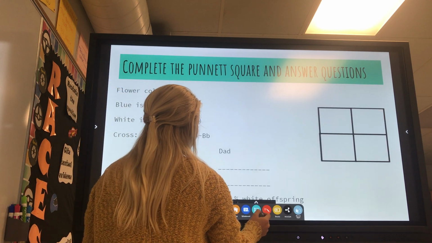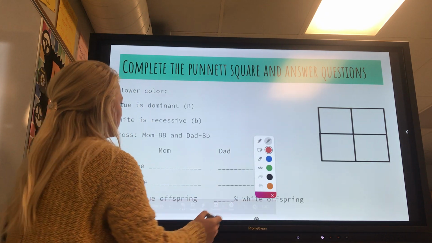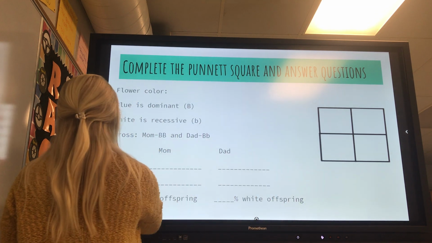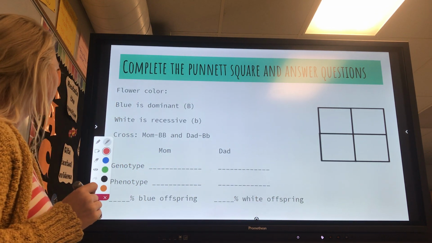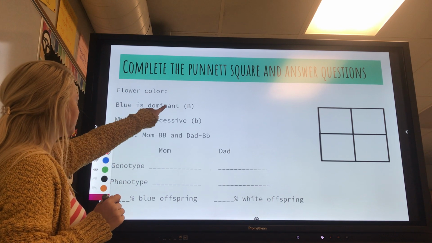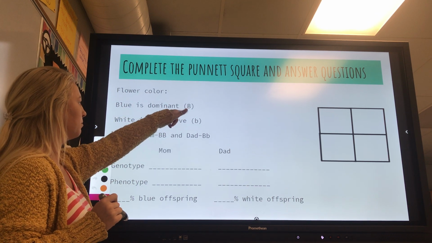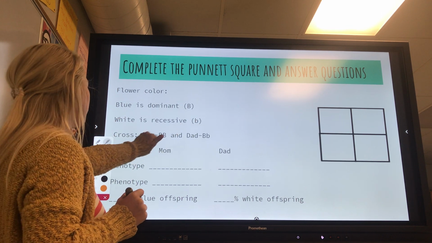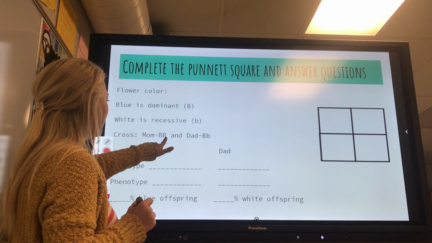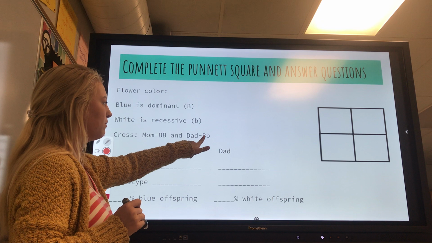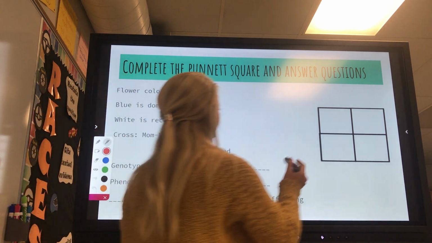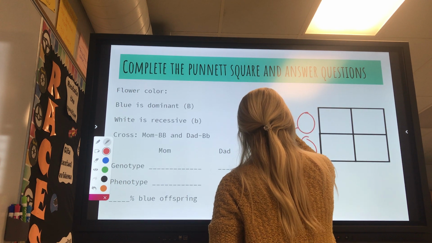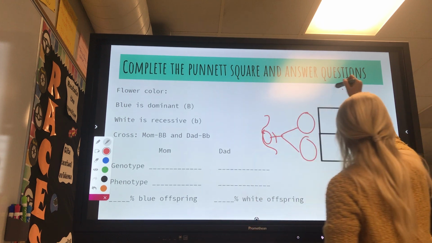Alright, last thing we're going to do is we're going to fill out this chart. It's going to be better over here. Okay, so the flower color, blue is dominant, represented by a dominant B, and white is recessive, represented by a recessive allele, little b. Okay, so here's your cross. You have a mom with big B, and a dad with big B, little b genotype. So I'm going to go ahead and draw mom and dad over here so I can have it ready to go when I get ready.